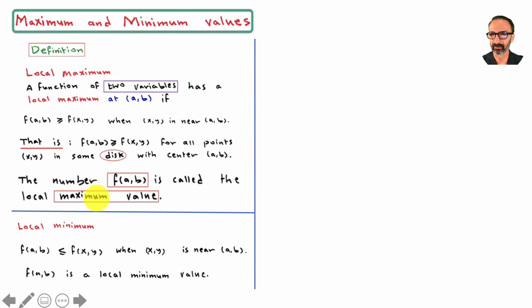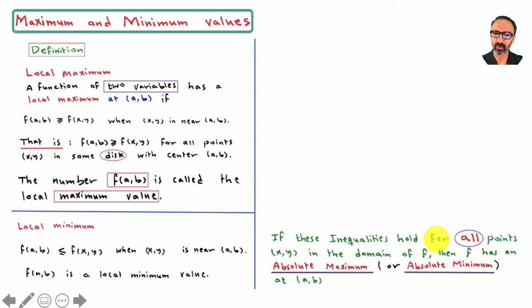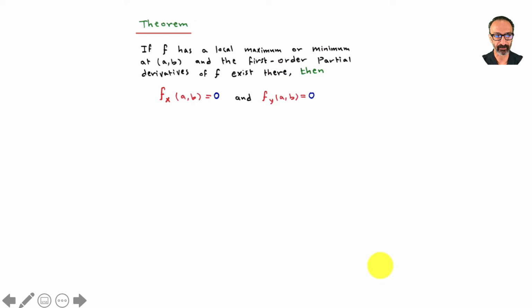Absolute will be, of course, as we know, if you have two local minimum values, you compare them and see which one is the smallest, and then you call it the absolute minimum. Now, if these inequalities hold for all points (x, y) in the domain of f, then f has an absolute maximum or absolute minimum at that point (a, b).